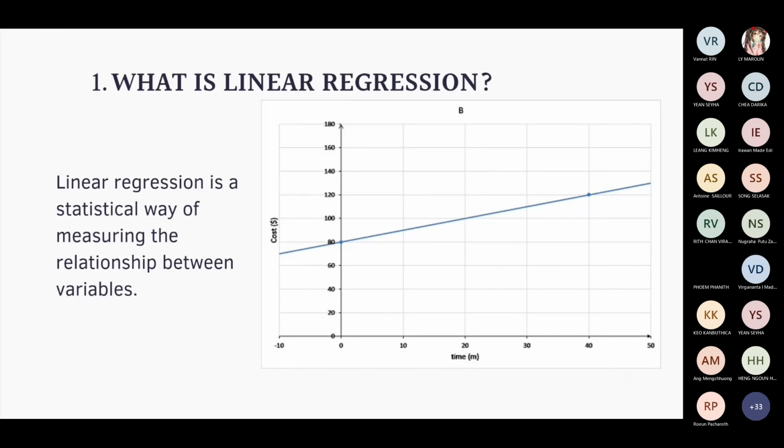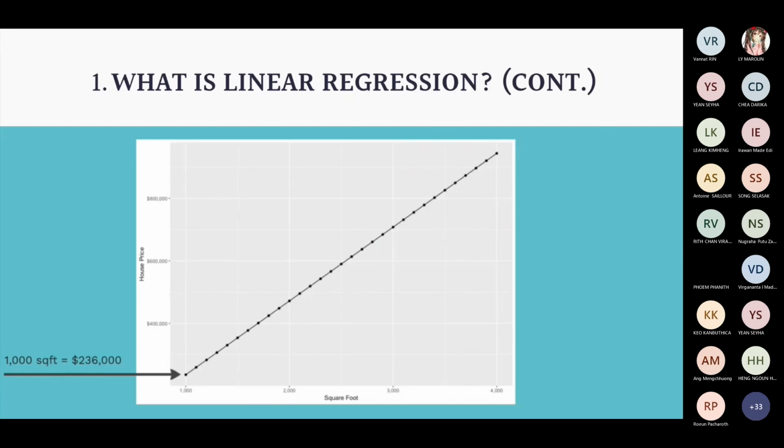For example, you have 2 variables, one is time and one is cost. If the time increases, the cost also increases. That's the relationship between these 2 variables. As you can see in this graph, if the time changes, the cost also changes. By using linear regression, we can predict the future.